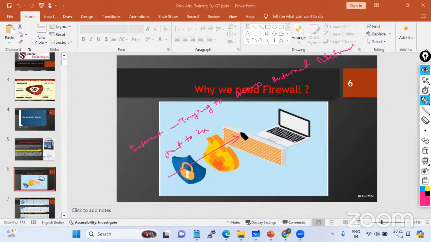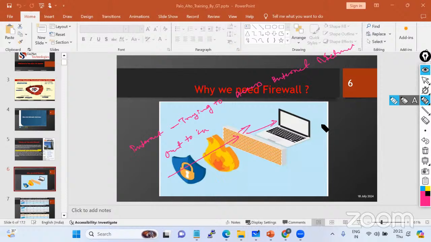So you are coming from out to in. The firewall acts as a barrier, and before you access this PC, it will ask you, hey, are you the right person or wrong person? If your identity is right, it lets you proceed. If you are not the right person, it says no, you are not allowed to access this particular computer or servers.